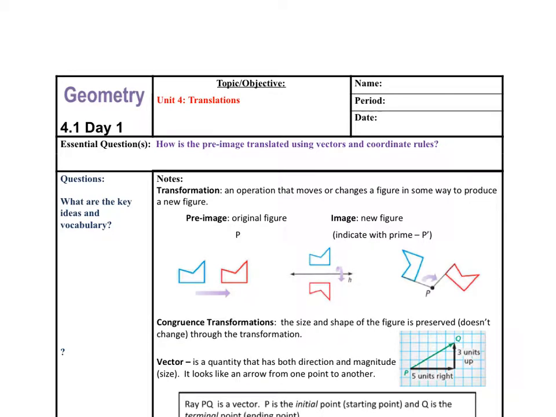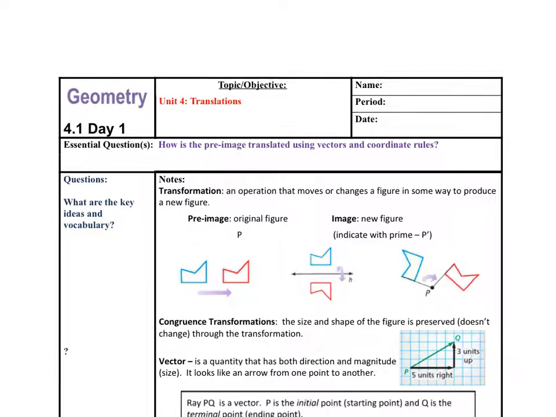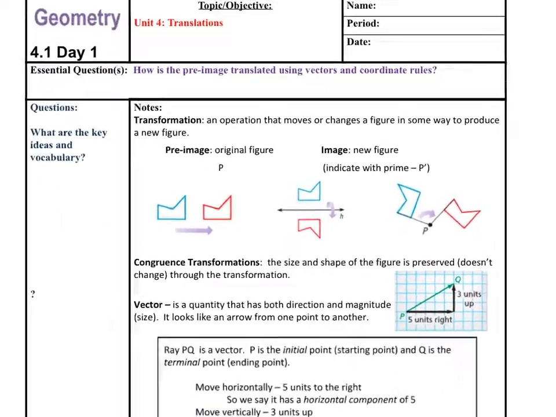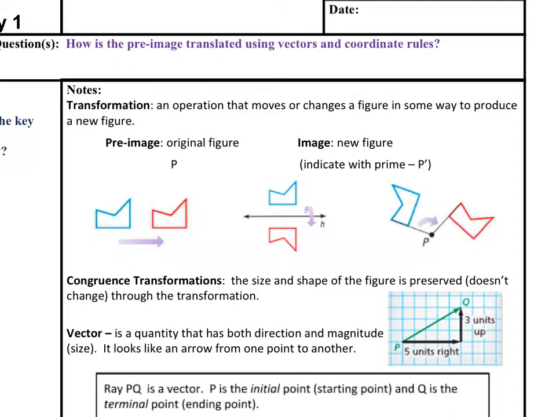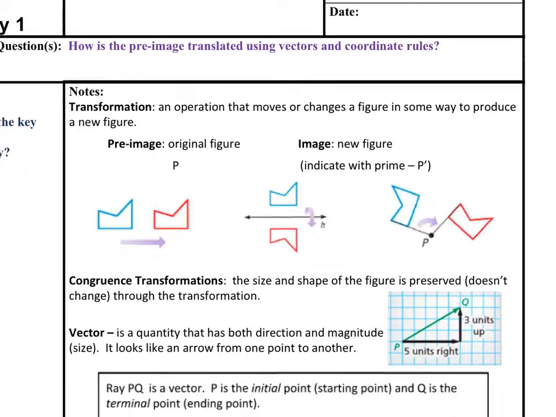Today we're beginning talking about translations, and you can read through the top part. Basically, a pre-image is the original figure because pre means before, and image is the new figure. We mark new points with P prime with a little apostrophe. Three types of transformations we've discussed so far are translation, which you see on the left, rotation on the right, and reflection in the middle.